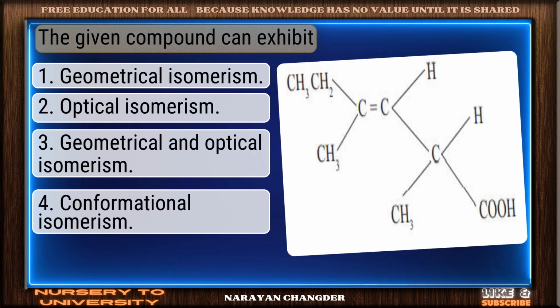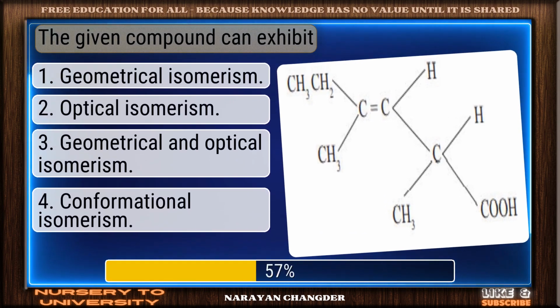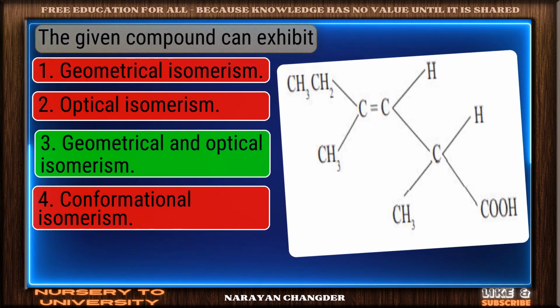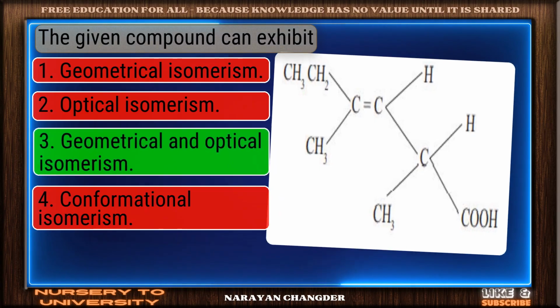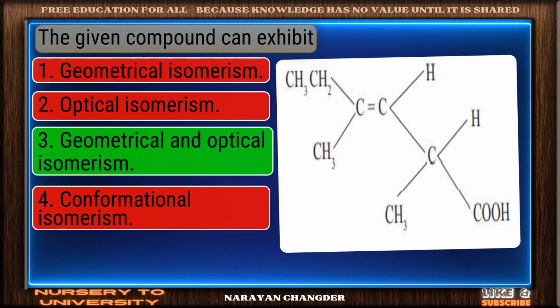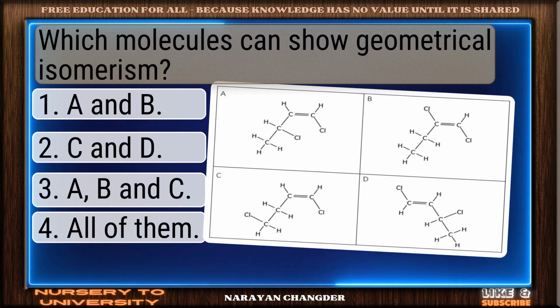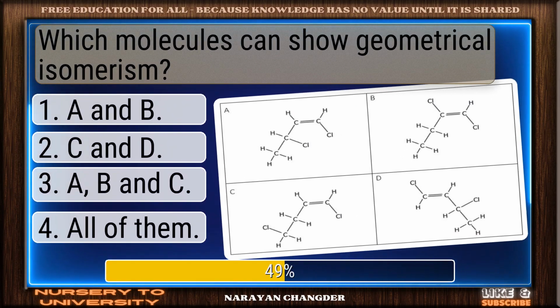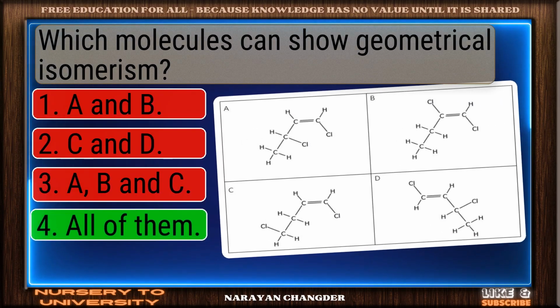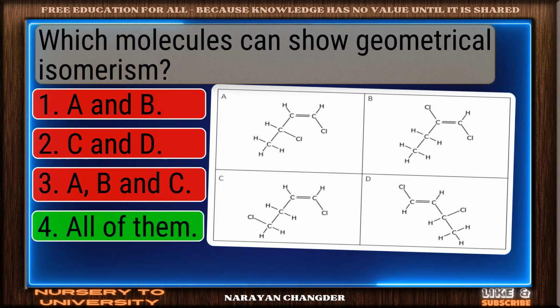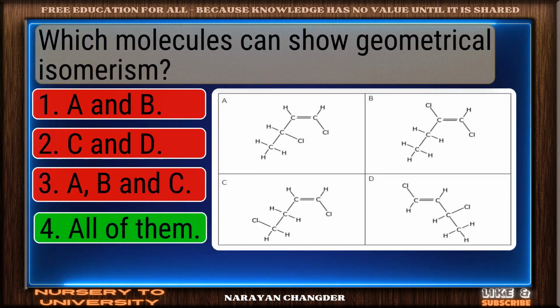The given compound can exhibit? Great thinking. Geometrical and optical isomerism is the right choice. Which molecules can show geometrical isomerism? Nice work. You chose all of them, and it is correct.